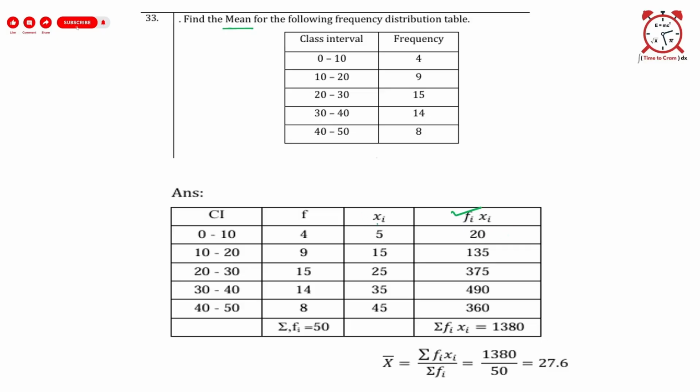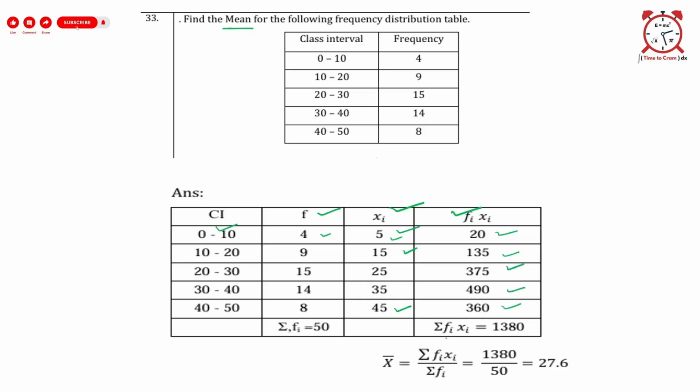f is given here, frequency, and xi is what here? The class mark. How will we calculate it? The average of the lower limit and upper limit: 0 plus 10 by 2 is 5. Same way, 10 plus 20 by 2 is 15. In that way you have to calculate all. Then multiplication of 4 and 5 is 20. Same way you have to multiply all.